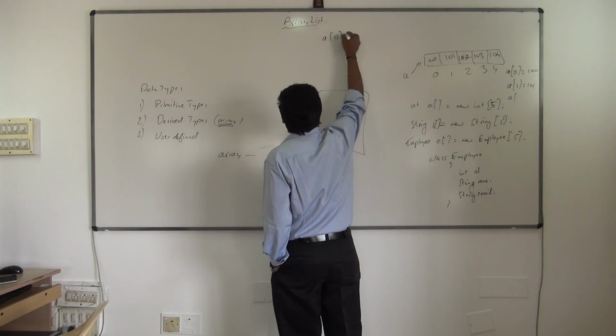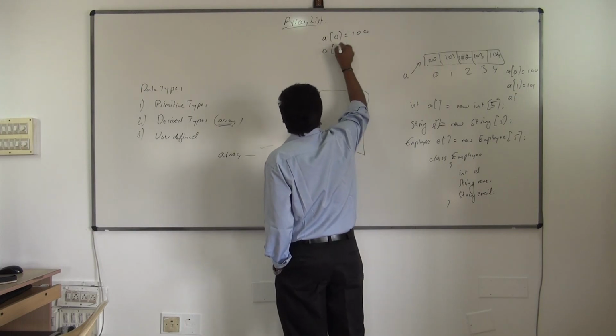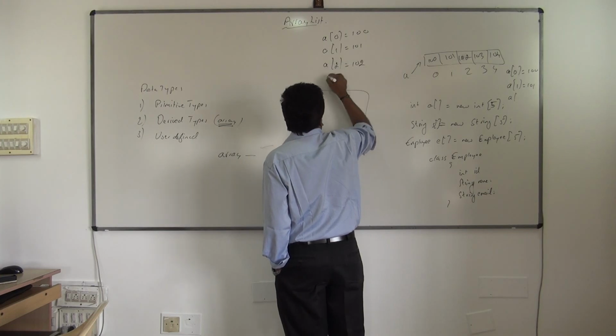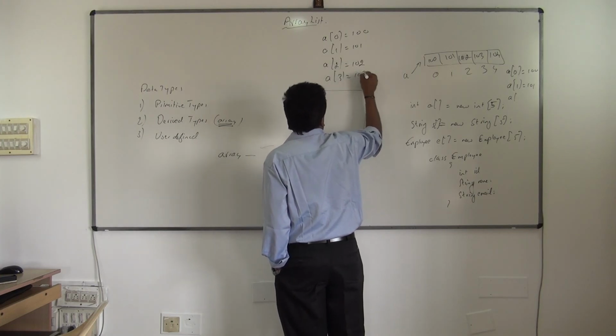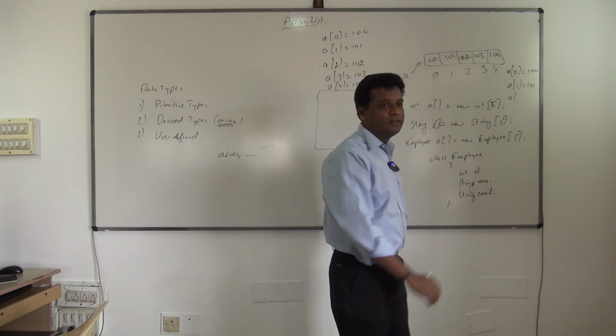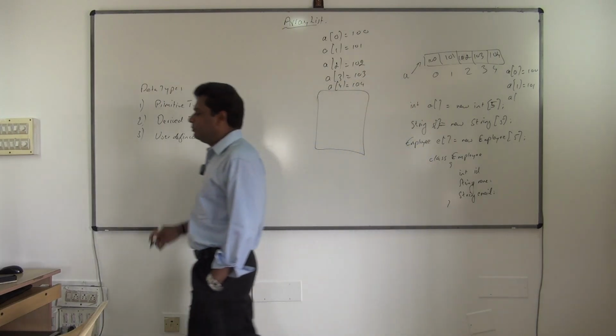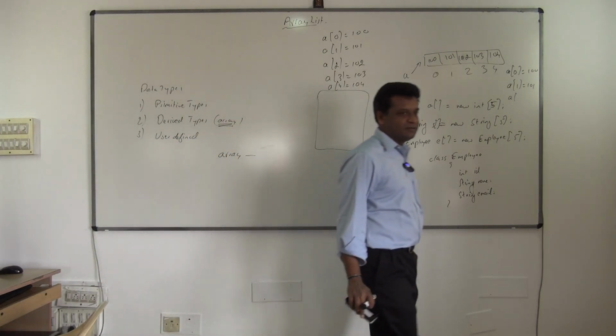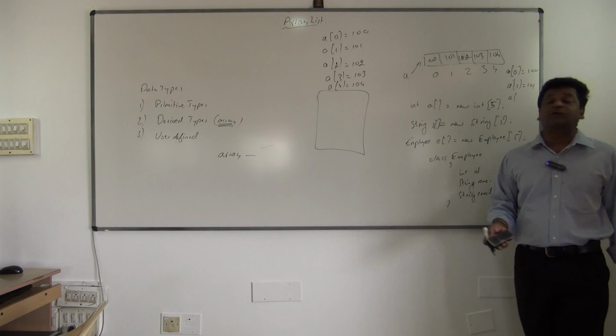So like this you have stored the values. A of 0 is equal to 100, a of 1 is equal to 101, a of 2 is equal to 102, a of 3 is equal to 103, a of 4 is equal to 104. Yes, values have been stored, agreed. But in the second index I want one more value now. First of all, the size is fixed. On top of that, if you try to add, what will happen?